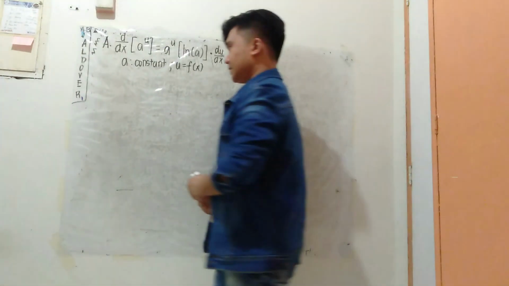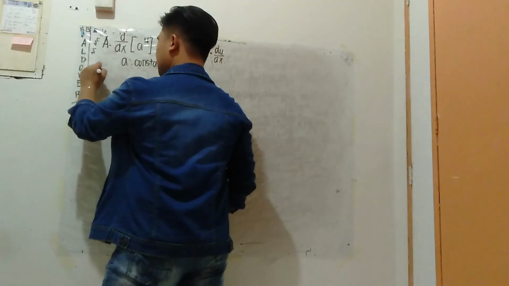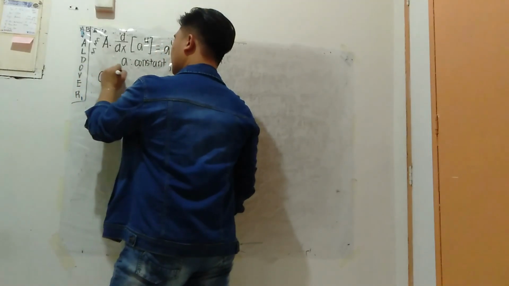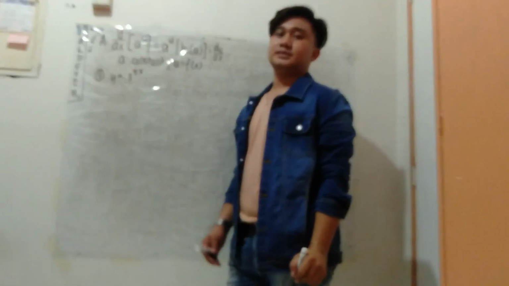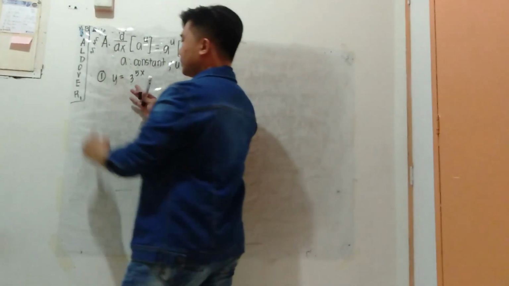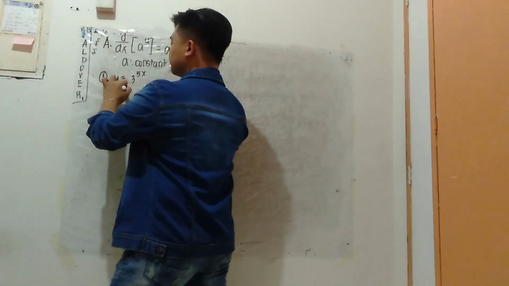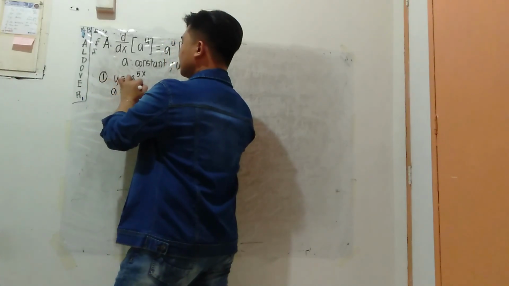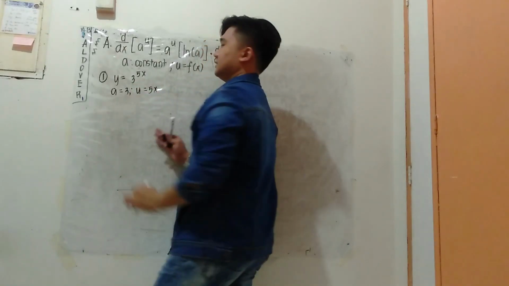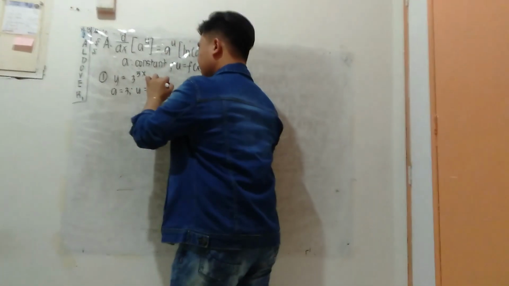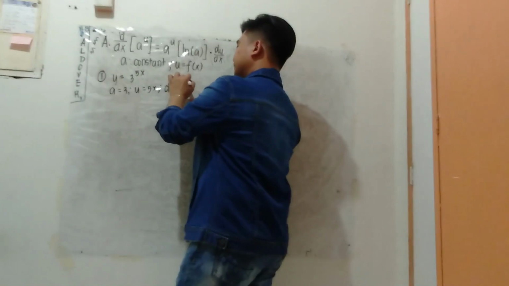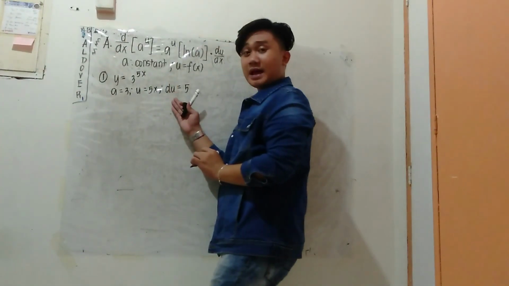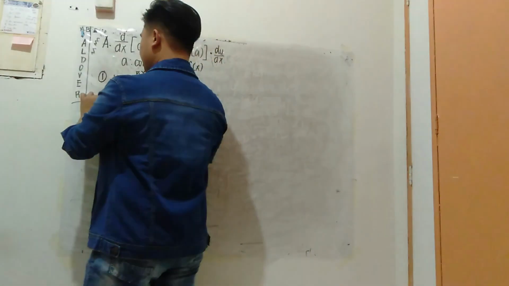Okay? So what if, example number 1, y is equals to 3 raised to 5x. Okay, di ba malinaw na malinaw? Ang a ko ay 3, ang u ko ay 5x. Anong du ko? Derivative ng 5x. Di ba? 5 lang. Okay, set up ko na.